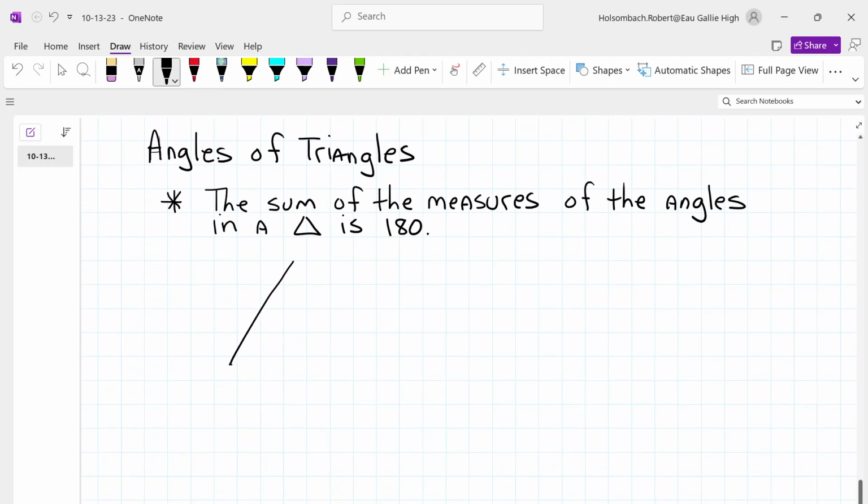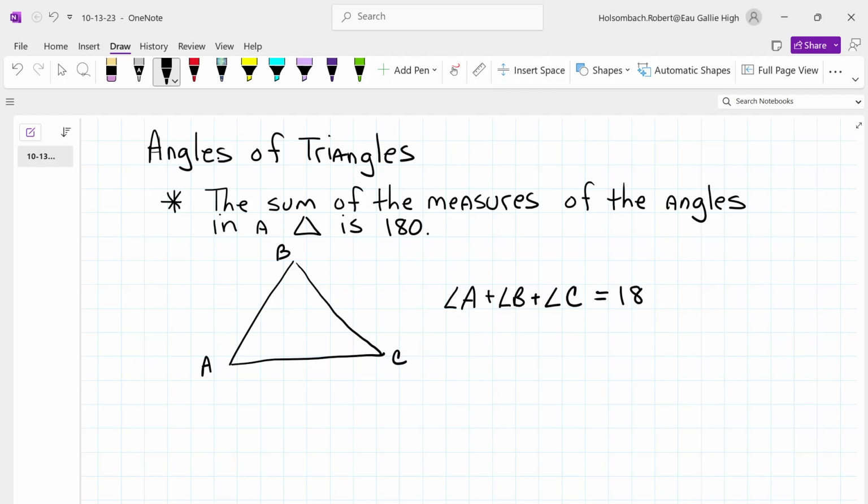So if we have this triangle ABC, angle A plus angle B plus angle C always equals 180 degrees. We've got a couple of example problems on the bottom of page 247. So let's look at guided practice 1A.